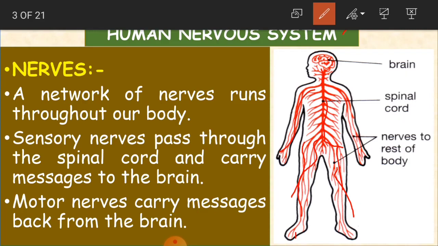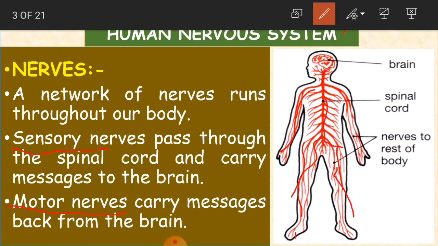And sensory nerves pass through the spinal cord and carry messages to the brain. Yesterday we learned that nerves carry messages to the brain. Which type of nerves? The sensory nerves. They carry the messages to the brain. And motor nerves, what do they do? They carry messages back from the brain. So sensory nerves give the messages and motor nerves give the reply.